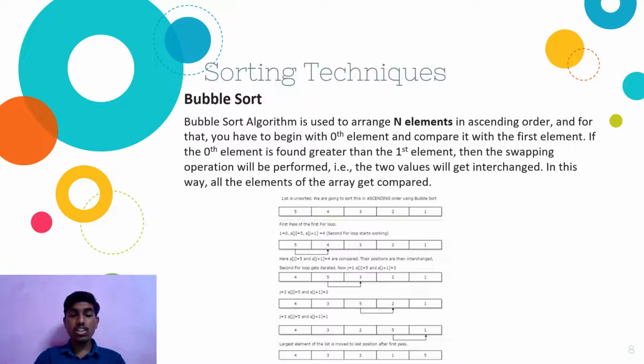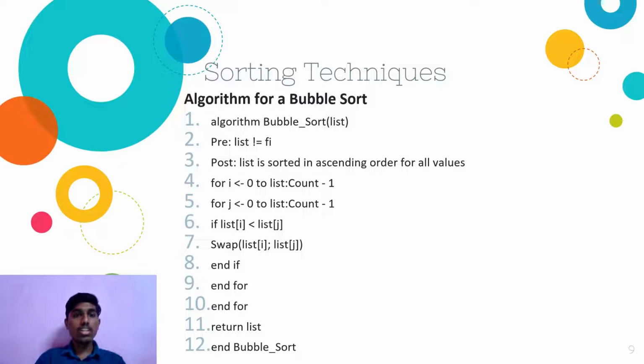In the next figure, the 5 and 3 are compared again, and the 3 is smaller than 5, so they are swapped again. Similarly, this is performed until all the elements are sorted in an ascending order. So here is the algorithm for a bubble sort. Algorithm bubble sort of list.